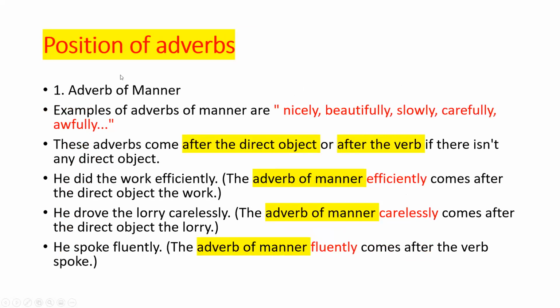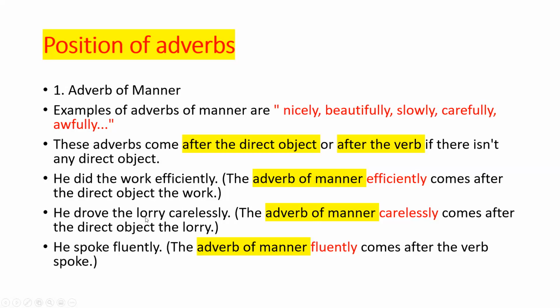Position of the adverbs. The adverbs of manner, for example, nicely, beautifully, slowly, carefully, awfully, come after the direct object or after the verb, if there isn't any direct object. Example, he did the work efficiently. Efficiently is an adverb of manner and comes after the direct object, the work.